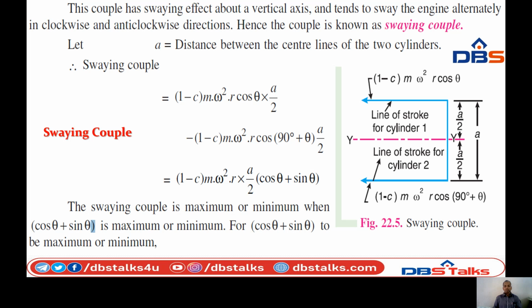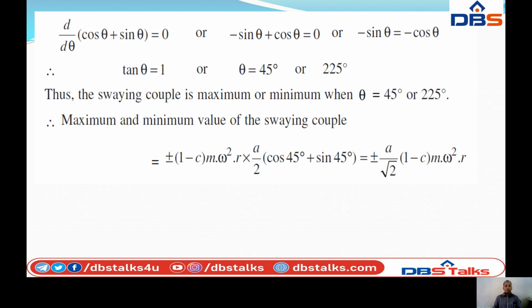So finally, what are the angles we have received here? Theta is equals to, same method we have followed, applied on the tractive force also. So theta is equals to 45 or theta is equals to 225. Then substitute this into the original equation, that is plus or minus 1 minus c into m omega square r into a by 2 cos 45 degrees plus sin 45 degrees, both are same. So it is plus or minus a by root 2 into 1 minus c into m omega square r.